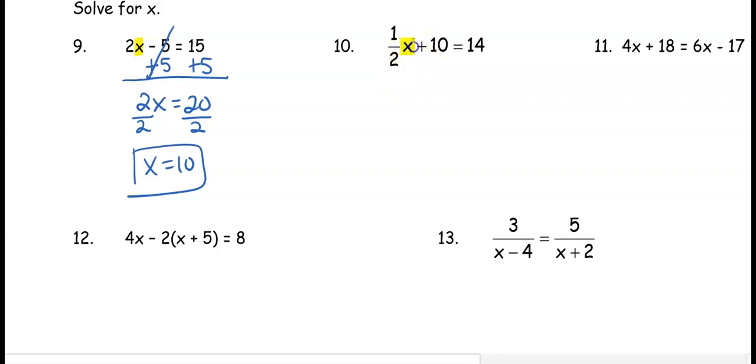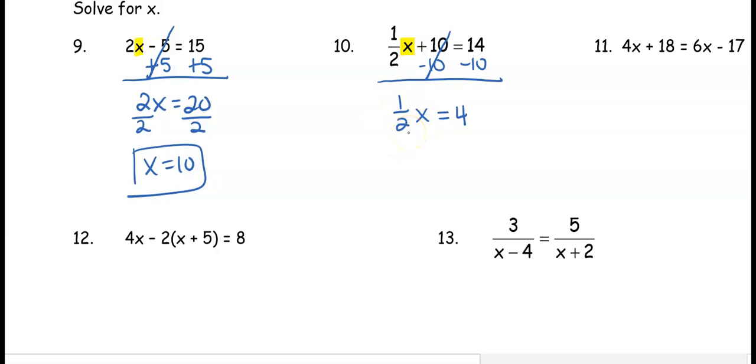Here is my x. I want to isolate the x term first. So I want to get the 1/2 x by itself. So I start by moving the 10 over. Since I'm adding 10, the opposite operation is subtracting 10. So I've got 1/2 x is equal to 4. I want to get rid of the 1/2.